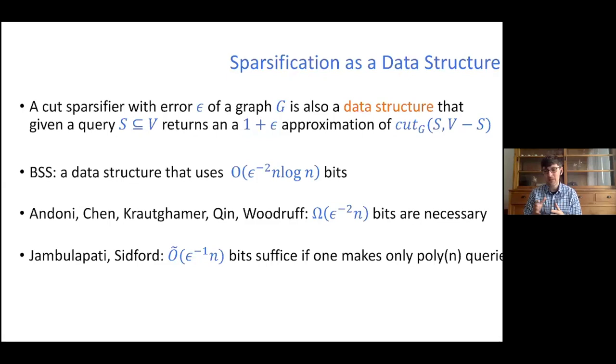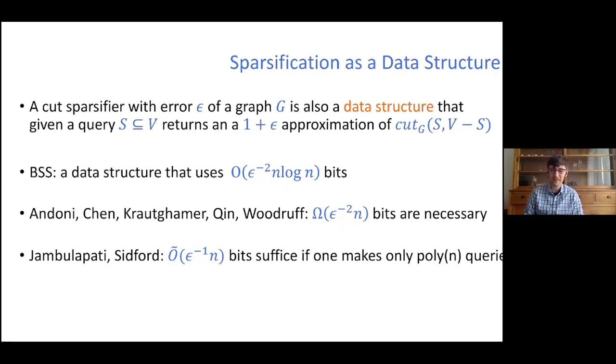But even earlier, Andoni and others proved that even just to store cuts, n over epsilon squared bits are necessary if you want your data structure to correctly answer all questions, meaning all the exponentially many cuts stored correctly in the data structure. So there's this interesting gap between n over epsilon that suffices to answer polynomially many queries and n over epsilon squared that is necessary to answer all possible queries. It's a small thing, but it was bothering us. There is still a gap between the lower bound of Andoni and others and what you get from BSS, because they were arguing n over epsilon squared bits are necessary, but it actually takes n over epsilon squared times log n bits to store a sparsifier.